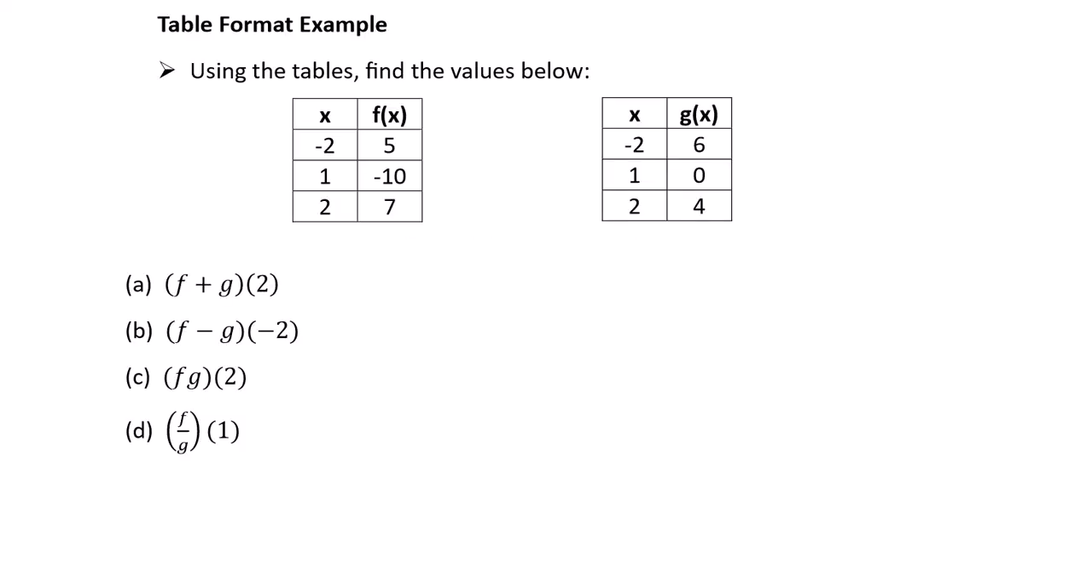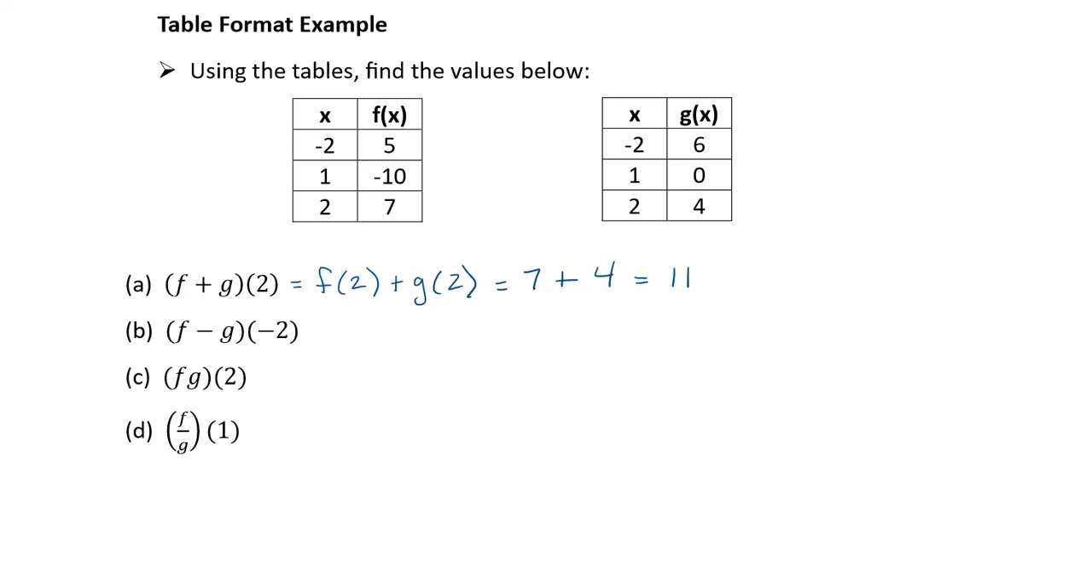Here we have a table format example. Using the tables, find the values below. We have a table for f of x and for g of x. F plus g of 2 is defined as f of 2 plus g of 2. Reading off the table, we see that f of 2 is 7 and g of 2 is 4, resulting in 11.